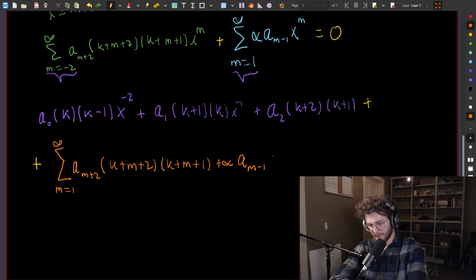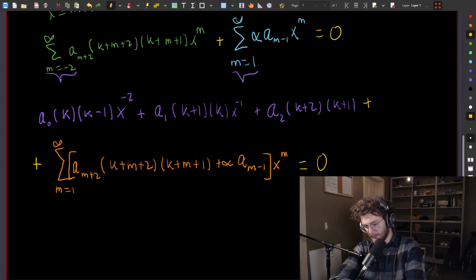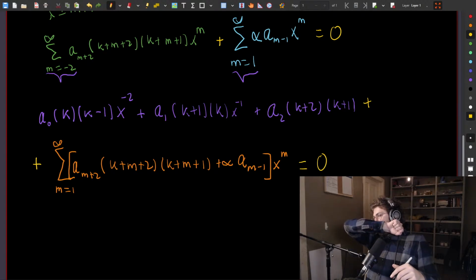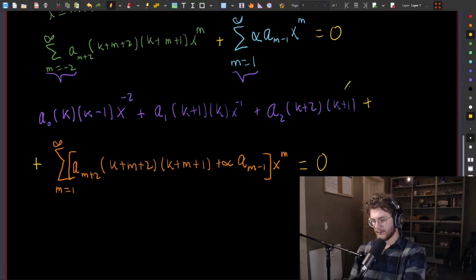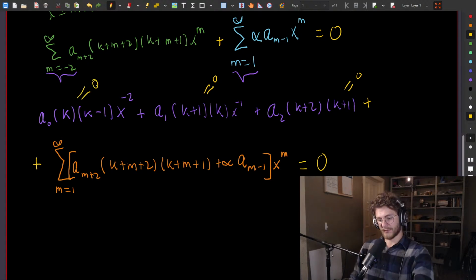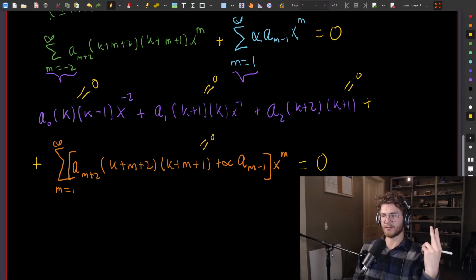M minus 1. Now all this stuff inside of here is multiplied by x to the m, and that all equals 0. Now, here's something interesting. You can set all of these individual things equal to 0, and you can also set this thing individually equal to 0. So we can get two things out of this. We can get a recurrence relation, and we can get what are called indicial roots, where k equals some number.